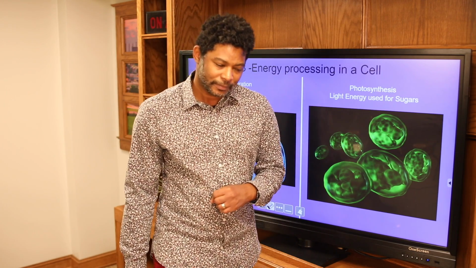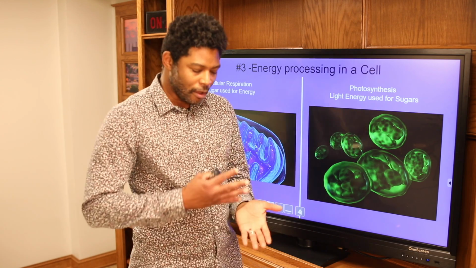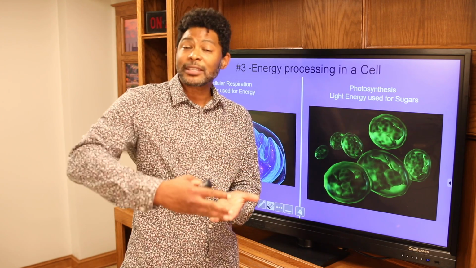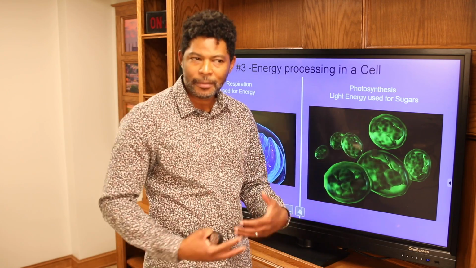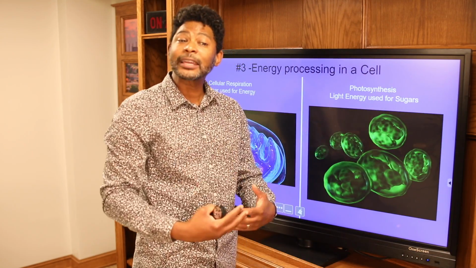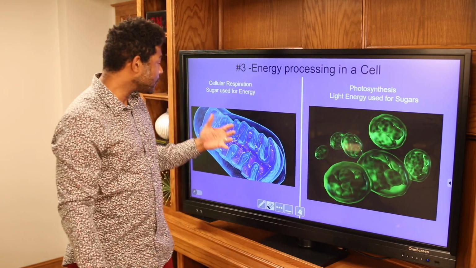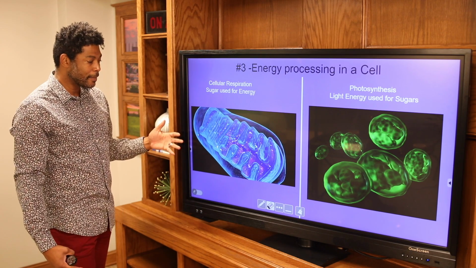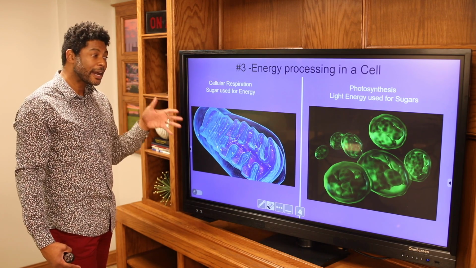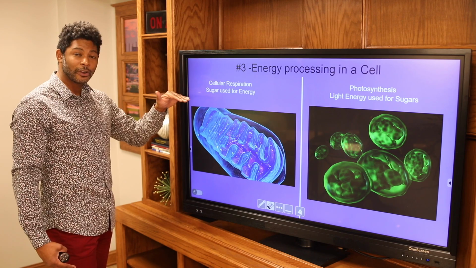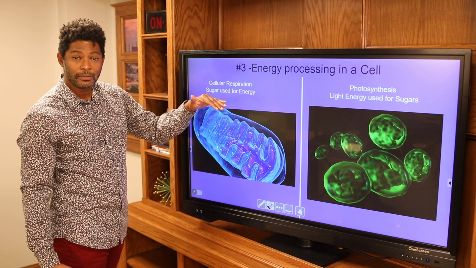Energy production. Now, here's the thing. All living things have to process energy. And where do they get the energy from? Outside of the cell, or like its surrounding. Now, if you look at the mitochondria, it actually takes sugar and breaks it up into giving you energy.